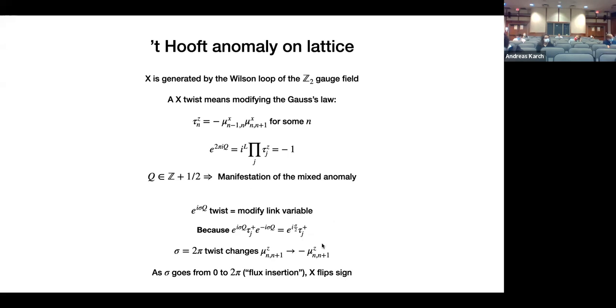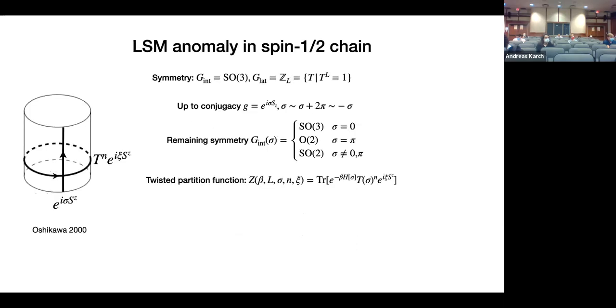So these are the manifestations of a mixed anomaly in this lattice model. There are other ways to see it, but this is within the formalism that we are using. Okay. All right. So now I'd like to move on to the Lieb-Schultz-Mattis theorem and discuss how to do it with the translation symmetry.